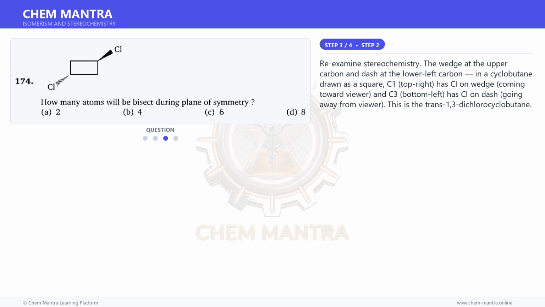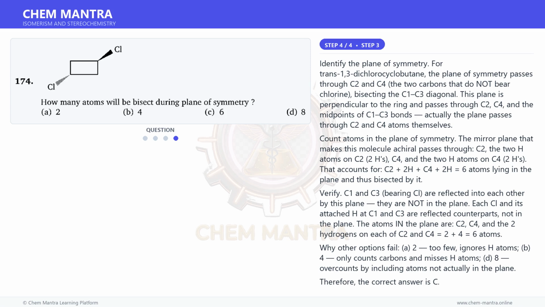Re-examine stereochemistry. In a cyclobutane drawn as a square, C1, top right, has Cl on a wedge, coming toward the viewer, and C3, bottom left, has Cl on a dash, going away from the viewer. This is the trans 1,3-dichlorocyclobutane. And for the final step, identify the plane of symmetry.